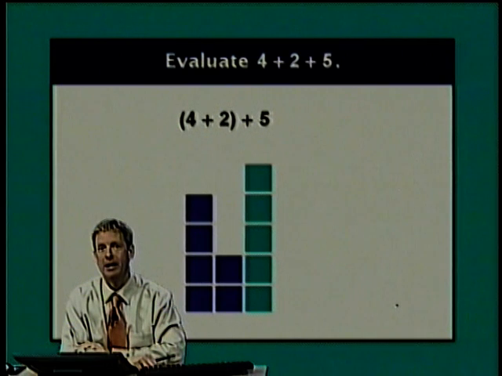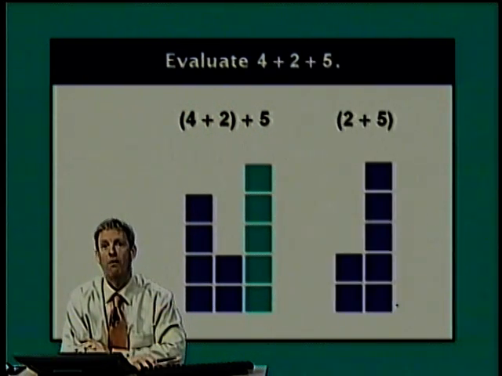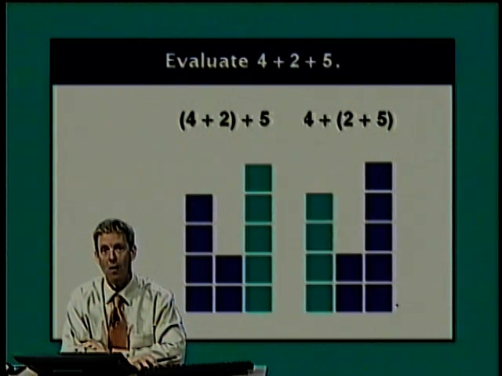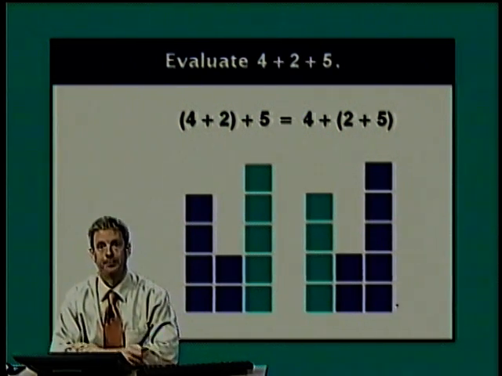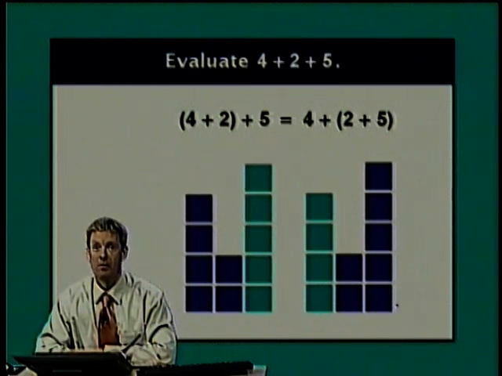But intuitively, if you think about it, we know we'll get the same thing if we first add 2 and 5 and then add that to 4. It doesn't matter which two numbers we add first. In either case, we end up with 11. So these two expressions are equal to one another. And if we think about this, it wouldn't matter what number 4 was.